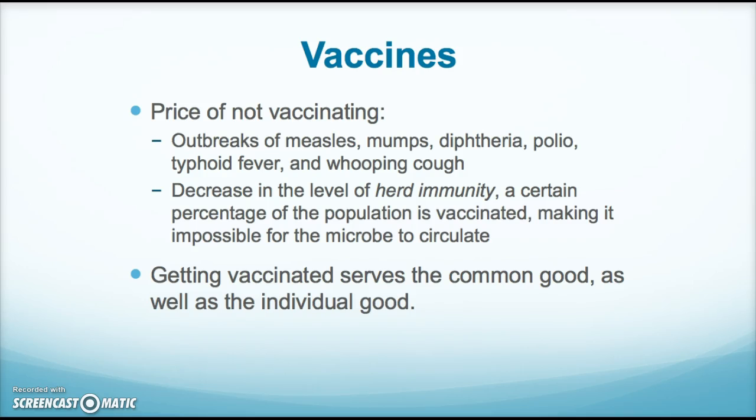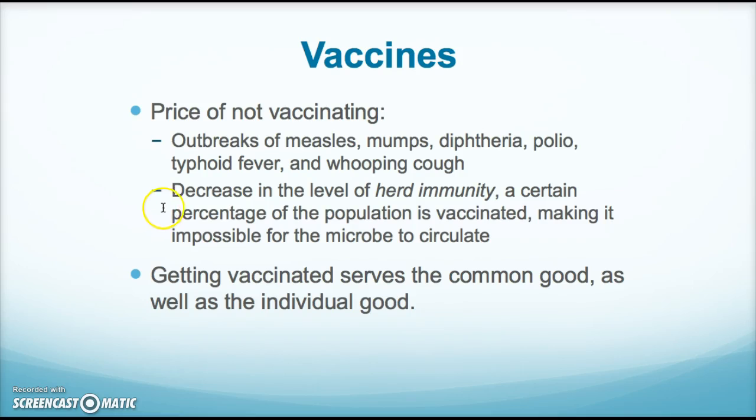So why do we do vaccines, and what's the reasoning behind it? The problem when you don't do vaccines is that we have outbreaks of communicable diseases that often can lead to death for our most vulnerable and sometimes even our healthy. So without vaccinating, we can have outbreaks of measles, mumps, diphtheria, polio, typhoid fever, and whooping cough.